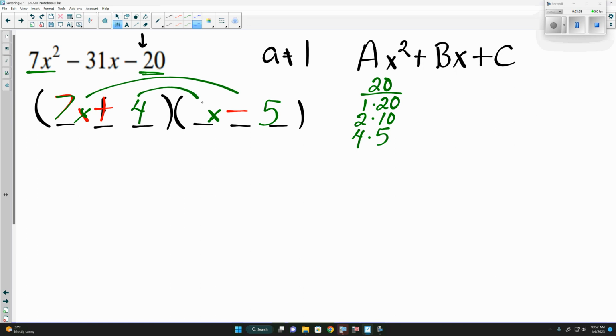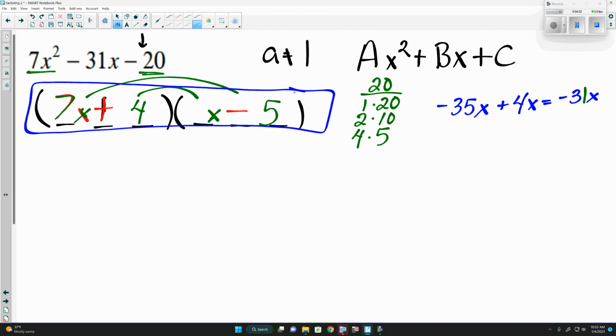So we can do 7x times negative 5, which is going to be negative 35x. Positive 4 times x is going to be plus 4x. And negative 35x plus 4x is negative 31x. Is that the middle term that we wanted? So these here are the correct factors.